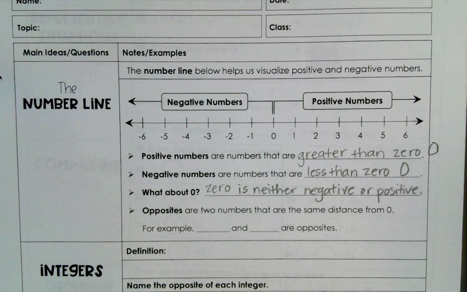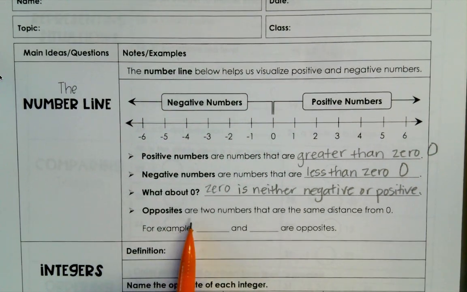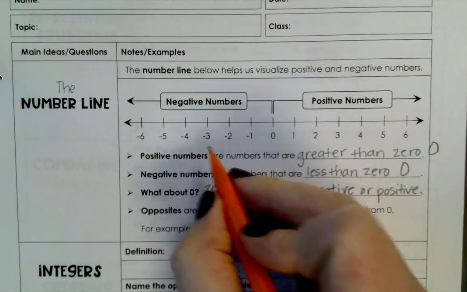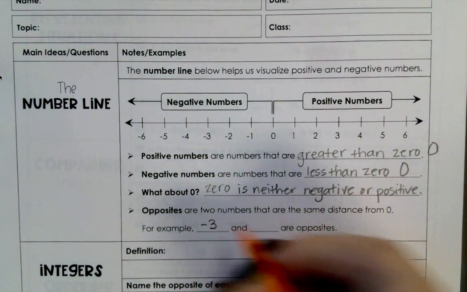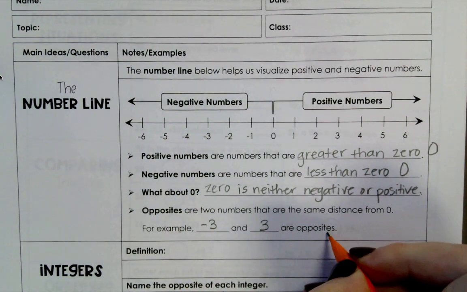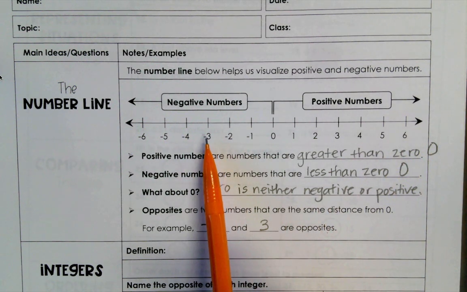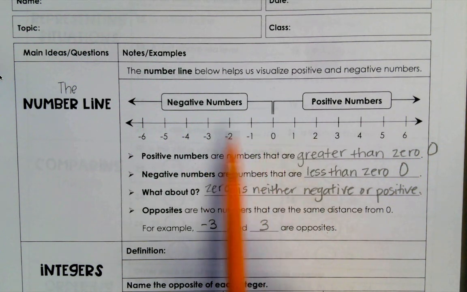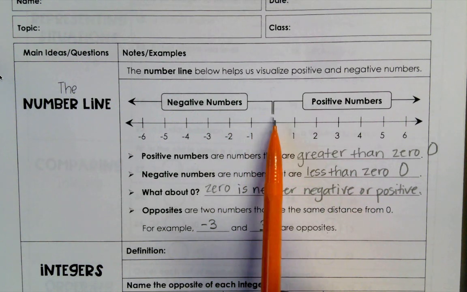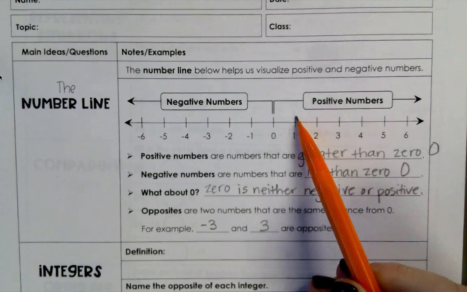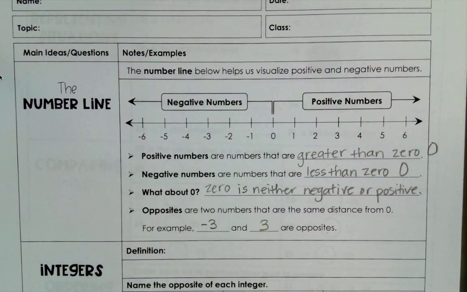So, but opposites. Opposites are two numbers that are the same distance from 0. For example, we can give talking about a whole number. Let's choose right here, -3 and 3 are opposites, okay? Because when I look at my number line, if I'm going to start from -3 and count to 0, I'm going to go 1, 2, 3. I go from +3 to 0, 1, 2, 3. They are the same distance from 0.